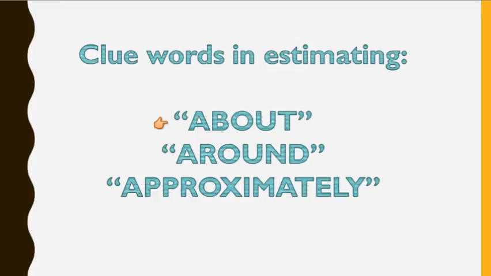And another really good strategy is to look, because a lot of times they'll give you answer choices. And if you notice that all of your answer choices are rounded to the nearest 1,000, then go ahead and just round and estimate to the nearest 1,000.